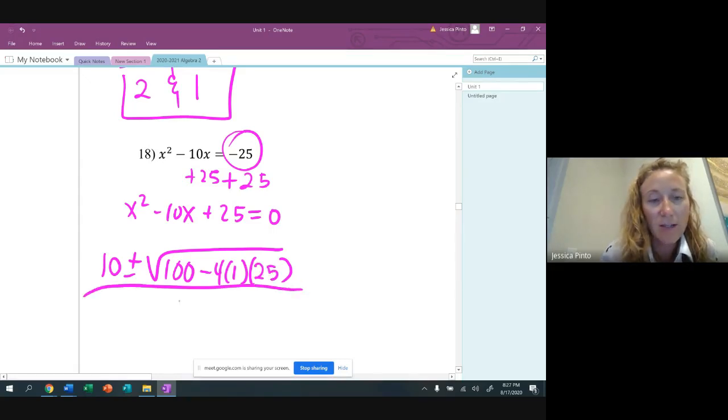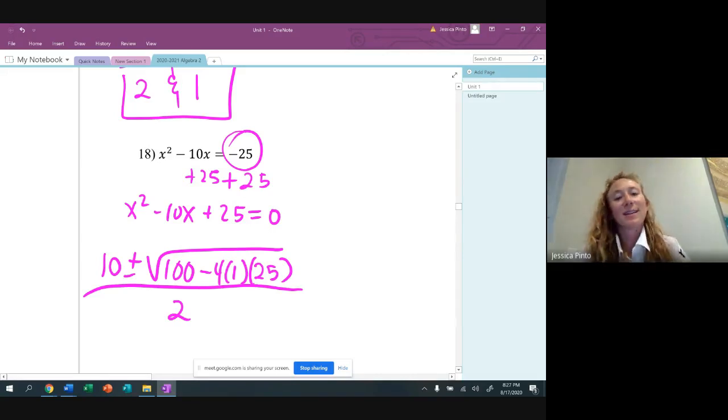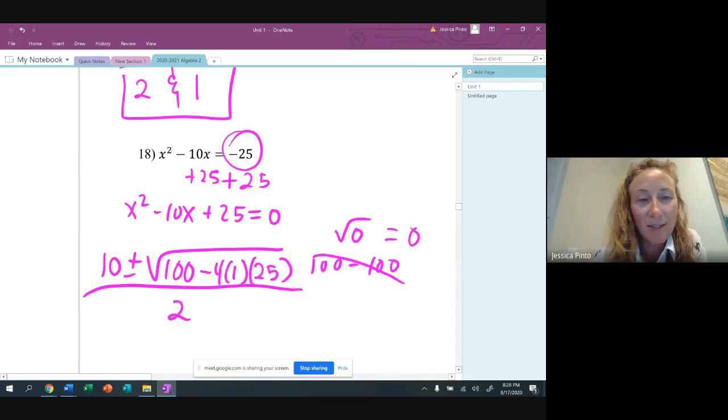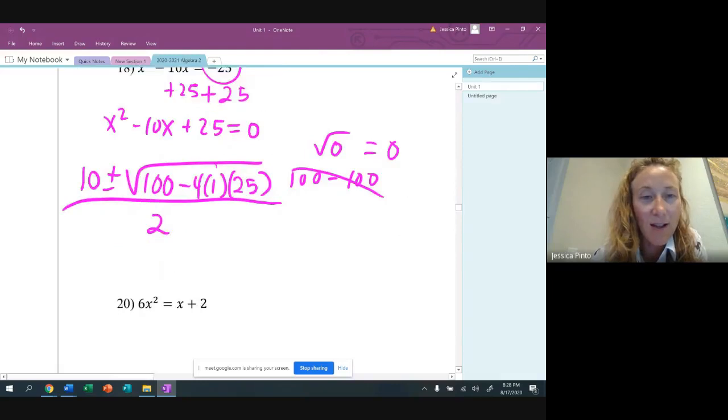All divided by 2a, so in this case just 2. All right, the side work. So it's going to be 100 minus, only one negative sign. Oh my gosh, it's 100 minus 100. That's 0. Okay, square root of 0. It's 0. So when I'm adding 0 and subtracting 0, this one is awesome. This just all cancels out, and I've got 10 over 2.